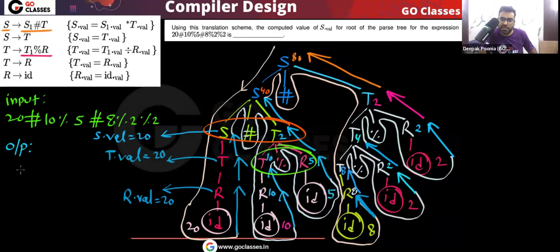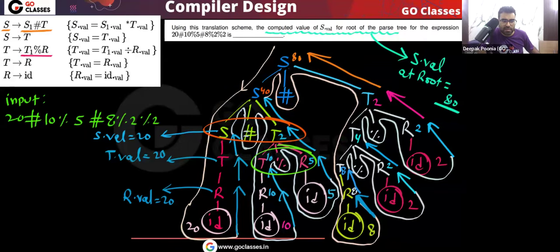So finally here 80. Remember, the question is asking for the computed value of s dot val for the root node. So what will be the computed value of s dot val at the root? That will be equal to 80. Finally, I can say s dot val at root will be 80. So the answer is 80.